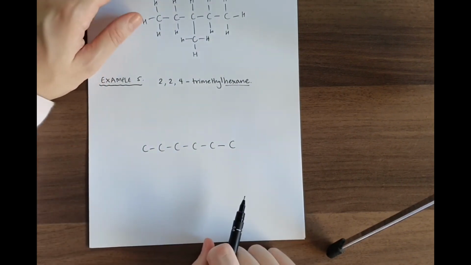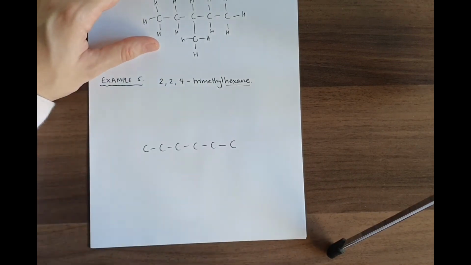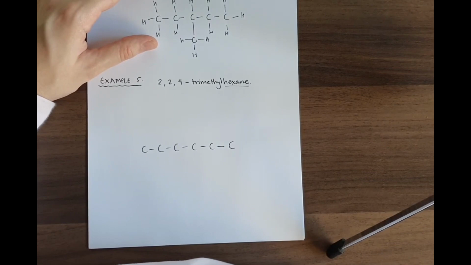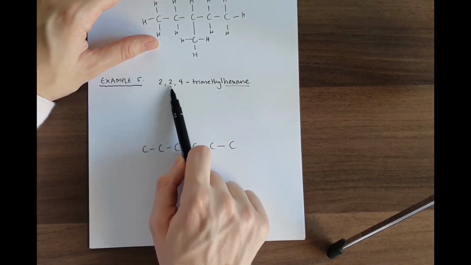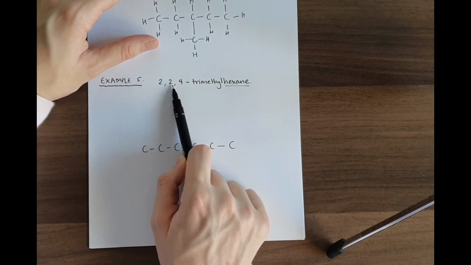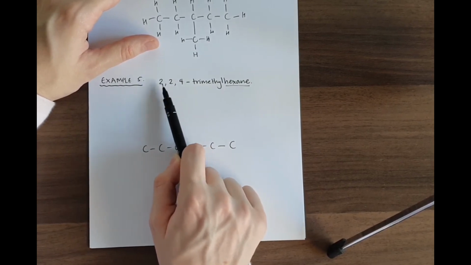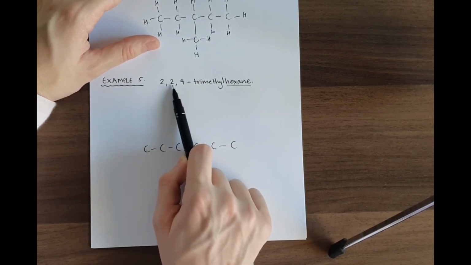And now we need to decide which side we are going to start from, because we have 2,2,4 branches to deal with. And they're all methyl branches. This time you'll notice something we've not seen yet. We have 2 of the same number. What does that mean? That means we have 2 methyl branches, both on carbon 2, because I've used the number 2 twice to indicate that there are 2 branches on carbon 2.